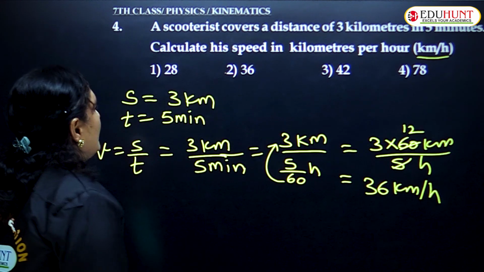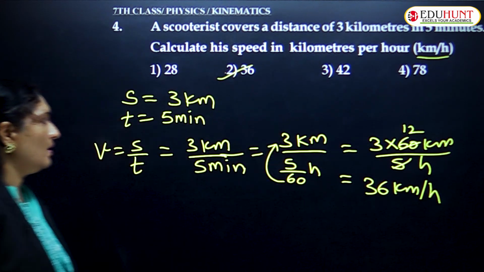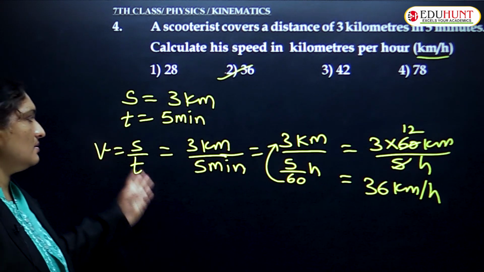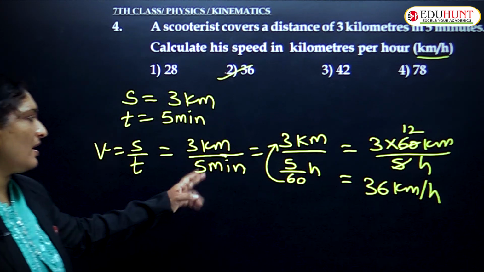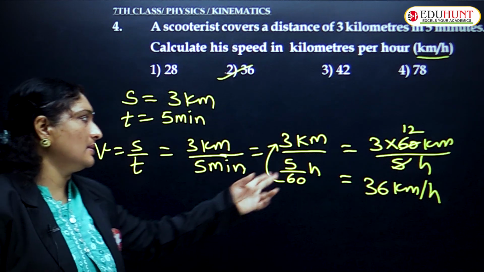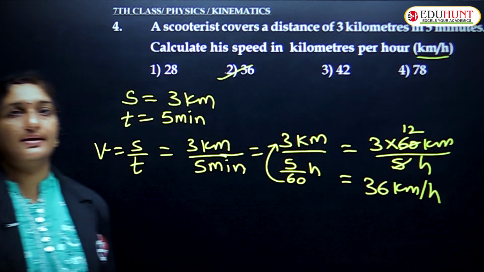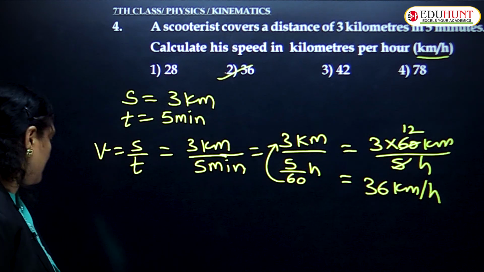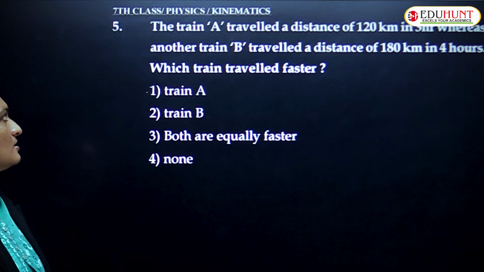So where is the correct answer? Second option. Okay. So speed equals distance by time, 3 kilometers by 5 minutes. 1 minute is 1 by 60, 5 minutes is 5 by 60. So simplify, and you get the answer as 36 kilometers per hour. Moving to the next question.